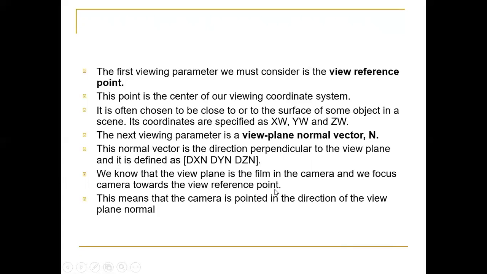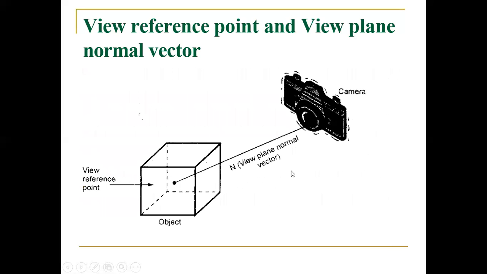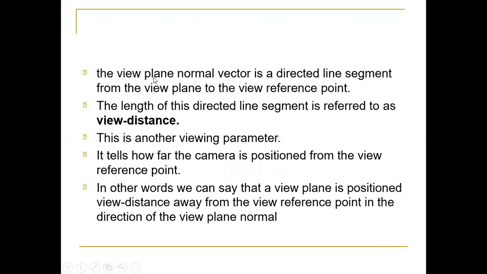We know that the view plane is the film in the camera, and we are focusing the camera towards the view reference point. So this means that the camera is pointed in the direction of the view plane normal vector. So this is the relationship between view reference point, view plane normal vector, and the view plane. The view plane normal vector is a directed line segment from the view plane to the view reference point.